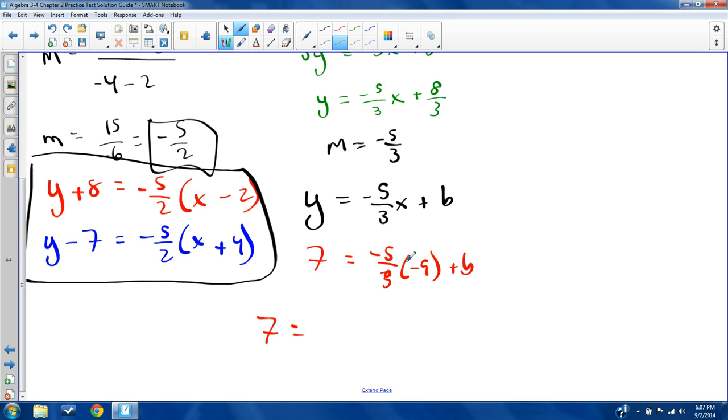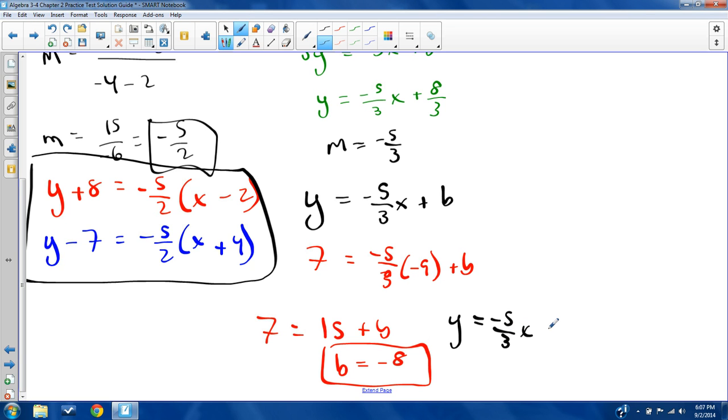So 7 equals, all right, I got -9 divided by 3. That's -3. -3 times -5 is positive 15. So that's 15 + b, and b equals -8 when you subtract 15. Okay, so my final equation is y = -5/3 x - 8.